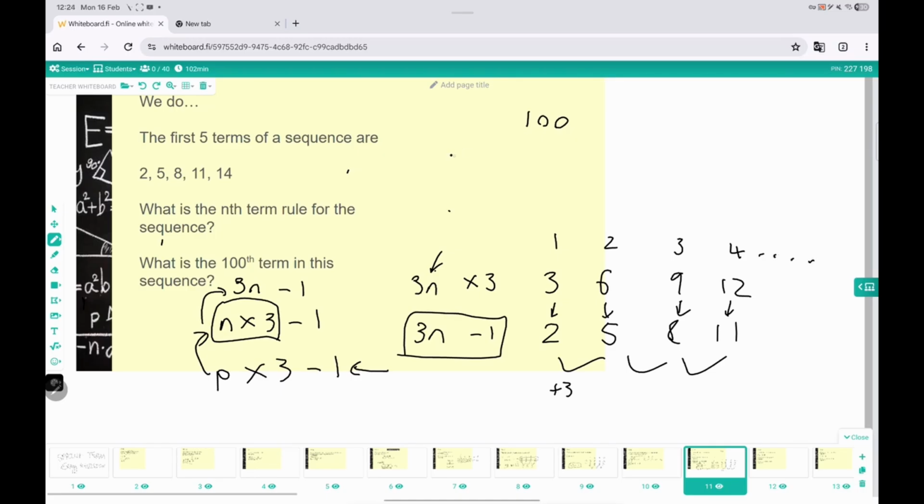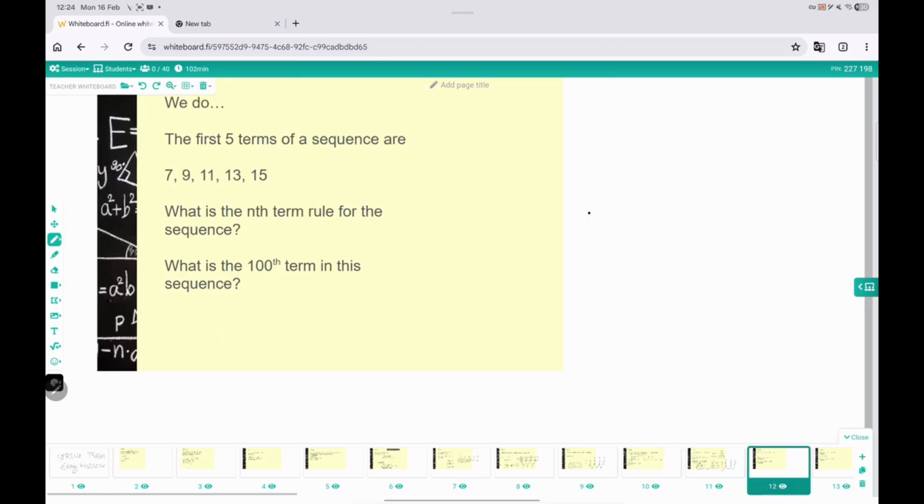So we already know we've got 3n minus 1. We already know we need to do 3 times 100 minus 1. So 300 minus 1, 299 is our answer to that part. Have a go at this one yourself, please. Pause the video.